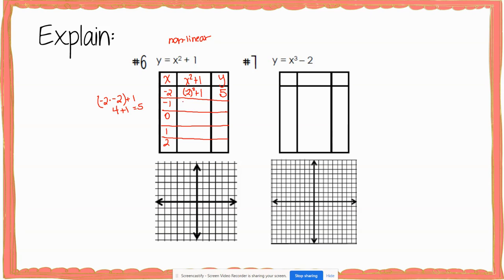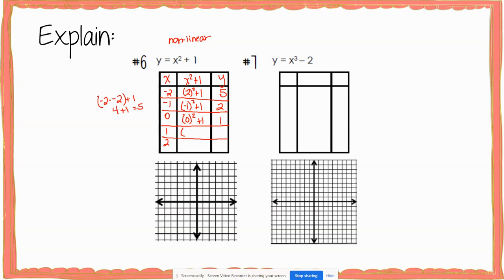When x is -1, I'm going to plug in -1. Well, -1 times -1 is +1, and +1 plus 1 is 2. Then I have 0, so this is going to be 0 to the second power plus 1. Well, that means 0 times 0, which is just 0, plus 1 gives us 1.